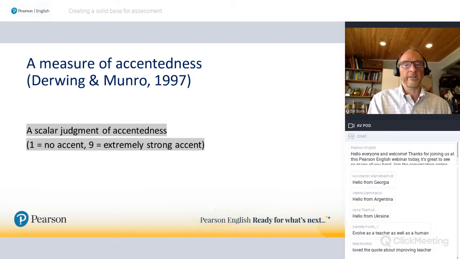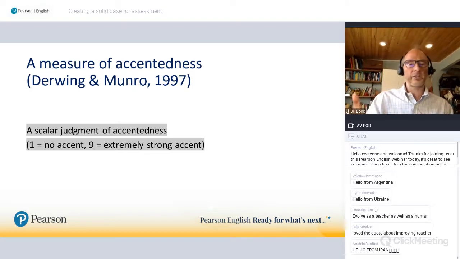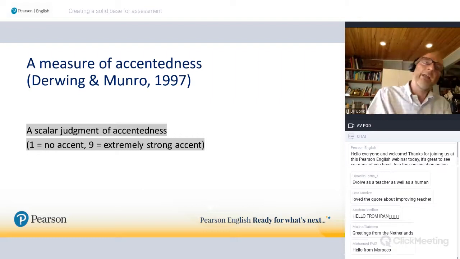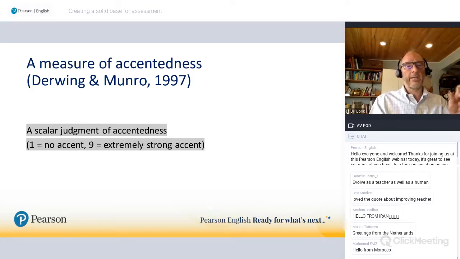They created what they called a scalar judgment of accentedness, where 1 was essentially no foreign accent, something like what we might consider native-like, and a 9 was an extremely strong accent. Looking at this measure, or this very basic scale or rubric, you would notice a few things. One is that we only have the extremes anchored with some actual descriptors of performance. 1 is no accent, 9 is extremely strong.